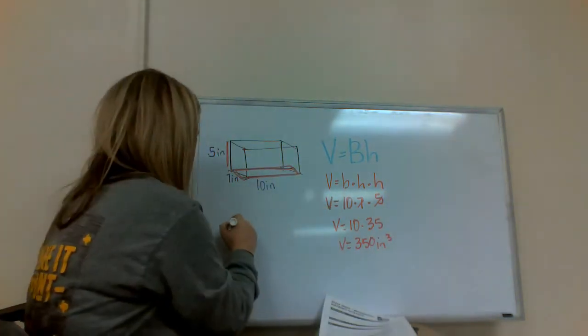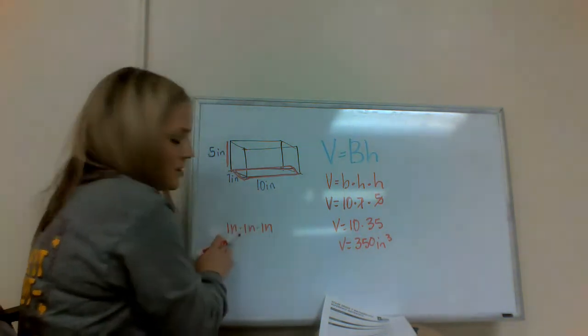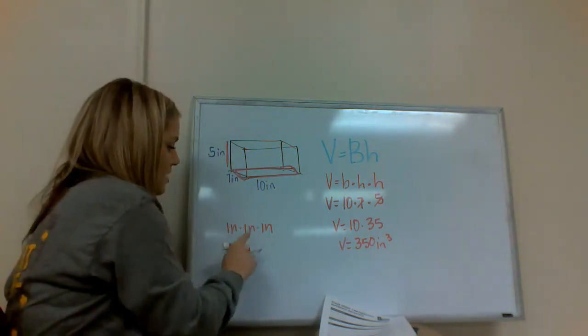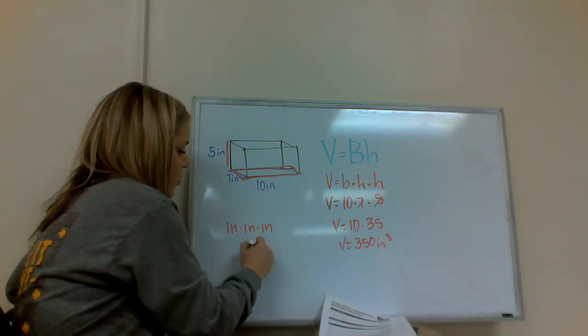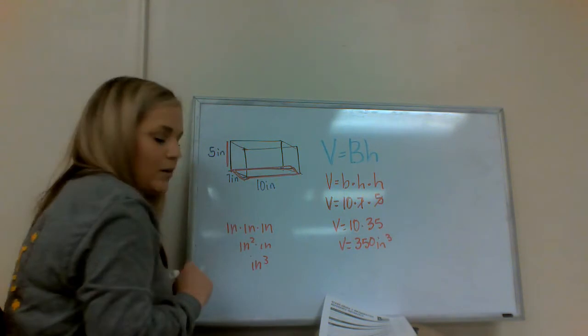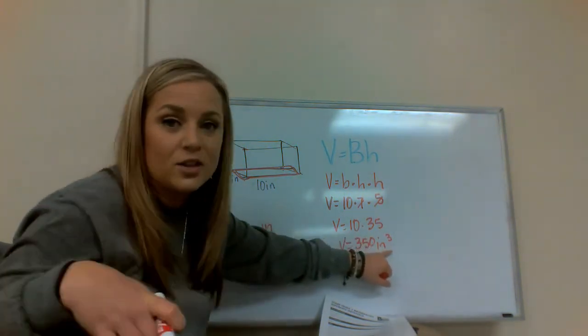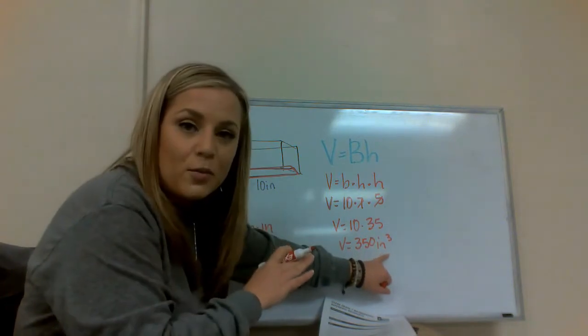And it's inches cubed. I think we've talked about this. You're doing inches times inches times inches, and we know inches times inches is inches squared, times another inch would be inches cubed. Okay, so that's why it's going to be inches cubed. Y'all know that I'm not a stickler for that. I'm fine if you don't put inches cubed.